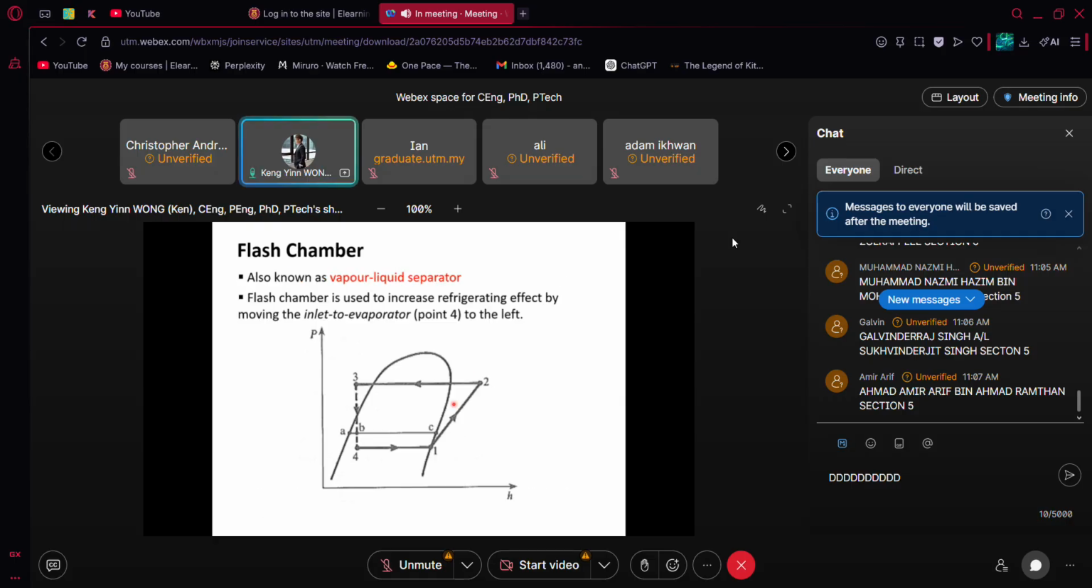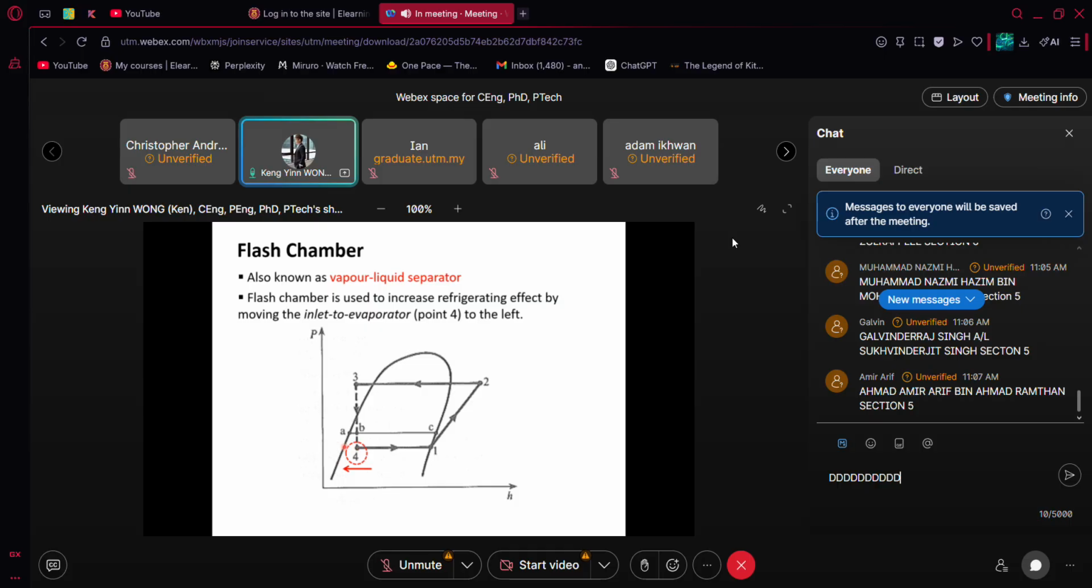Okay, so next. Apart from undercooling, we still have another approach to increase the cooling effect, which is using the flash chamber. So what is a flash chamber? Some people know it as the vapor liquid separator. This is another name for flash chamber. They mean the same thing, the same item, just that some know it as the flash chamber and some people know it as the vapor liquid separator. So how is it going to be used? For example, if we reach here, it moves to the left side. I will show you another figure.